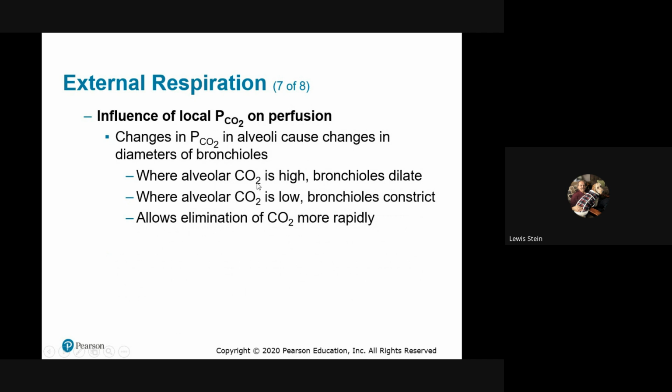PCO2 in the alveoli causes changes in the diameter of the bronchioles. Where the alveolar CO2 is high, it opens them up. Where it's low, it closes them. And so by opening it up, it allows that excess of CO2 to be rid more rapidly. Between the two of those, it optimizes function, even in the absence of a sufficient amount of surface area, a sufficient amount of viable lung to do that. That is the peril of this system.